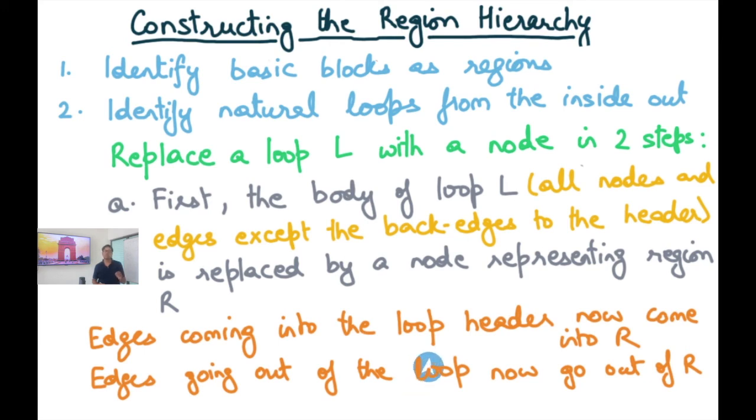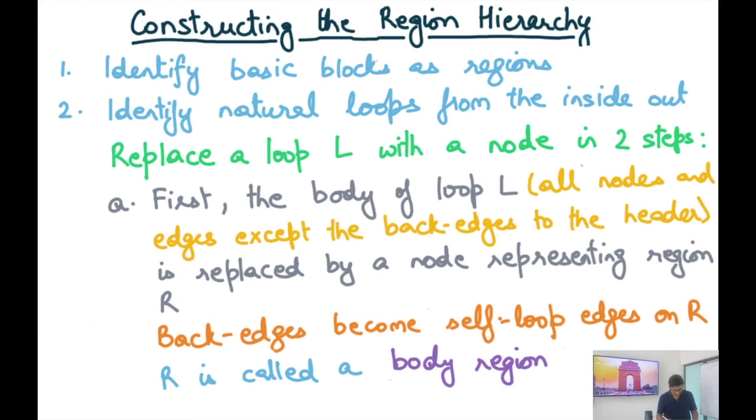Loop exit edges are edges whose source node belongs to the loop and whose destination node does not belong to the loop. All such edges going out of the loop are now going to go out of R. And we have already talked about how, if there are multiple edges going out of a region node, then when constructing summary transfer functions, I need different summary transfer functions for each of those exits from the entry. And finally, these back edges would become self loop edges on R.